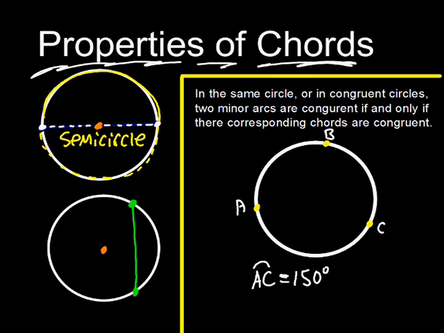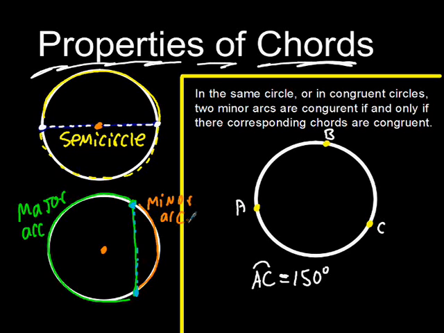What if we have a different type of chord? This chord, this chord, that is not a diameter. It creates two arcs. It creates this arc, and it's going to create this arc. And the green arc is going to be called the major arc. We already know that. And the little orange arc created by this chord is called a minor arc, which we should already know.